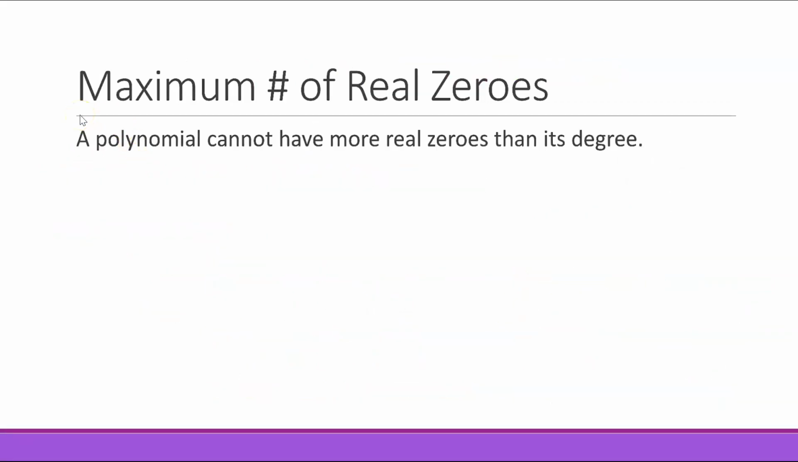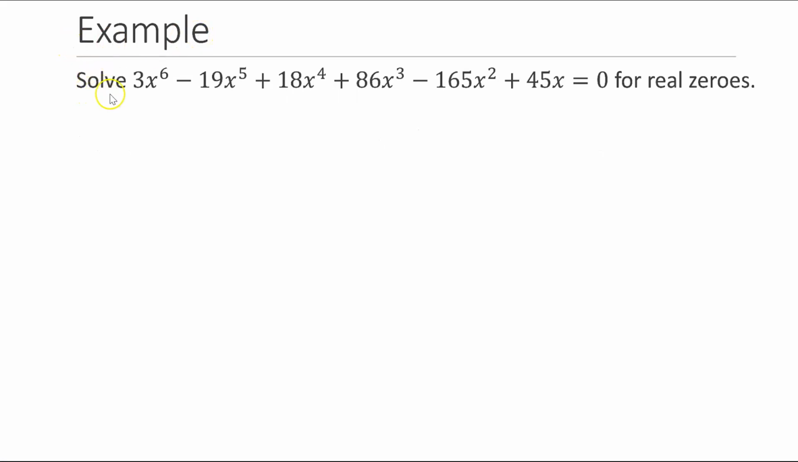Let's stop and look at basically a theorem, the maximum number of real zeros. A polynomial cannot have more real zeros than its degree. So if I have a degree 4 polynomial, then I can't have any more than 4 real zeros. It's possible to have less than that, but I can't have any more real zeros than the degree of the polynomial. In this last example, we want to solve this degree 6 polynomial for its real zeros.